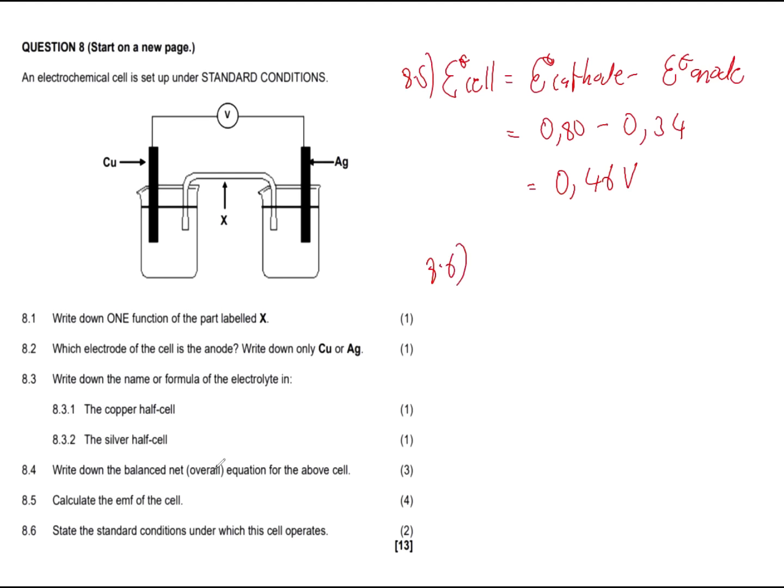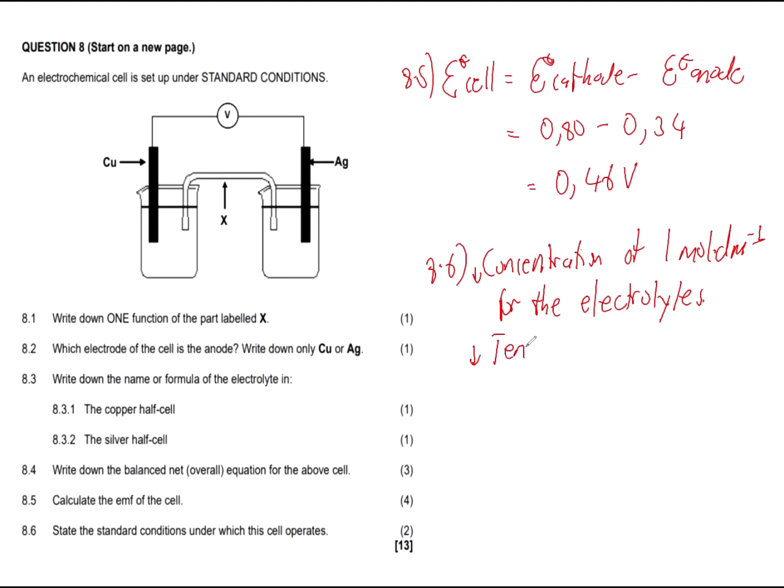So 8.6, state the standard conditions under which this cell operates. Its concentration of 1 mole per dm cube for the electrolyte, and then there is a temperature of 25 degrees Celsius.